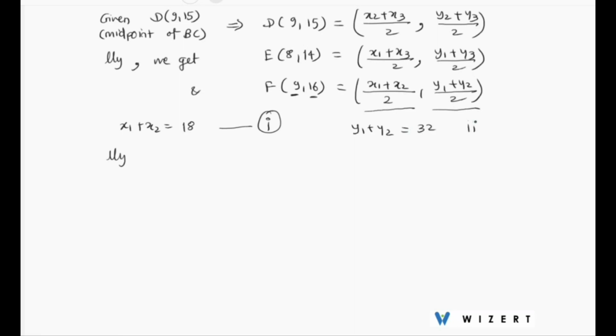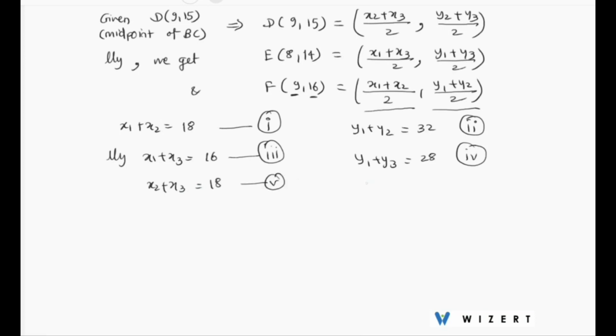This is equation 2. Then I get x1 plus x3 equal to 16, which is 3, and y1 plus y3 equal to 28, which is 4. x2 plus x3 equal to 18, which is 5, and y2 plus y3 equal to 30, which is 6.